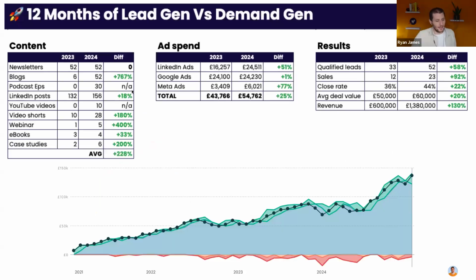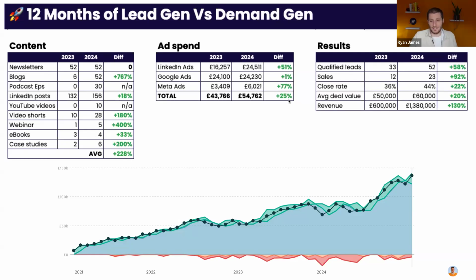So this chart here compares Rocket SaaS in 2023, where we were doing traditional lead gen, to 2024, where we were doing demand gen. This table on the left here is about content. We increased our content output by 228%. We did the same amount of newsletters. We did a lot more blogs because we started repurposing them. We did 0 podcasts in 2023. We did 30 in 2024. Same amount of LinkedIn posts. We did more videos, more webinars, slightly more ebooks, more case studies. So, a big increase in content output.